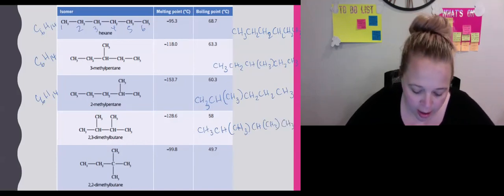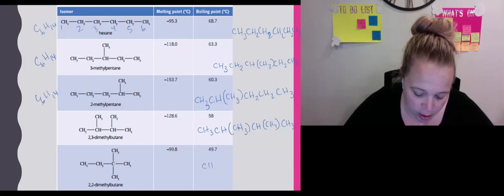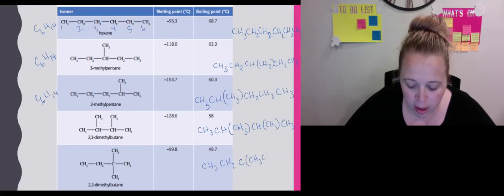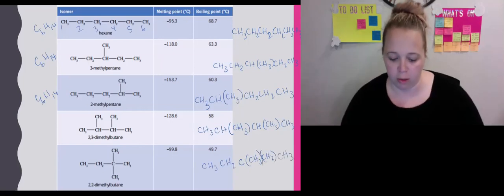Okay. The last one here, we've got CH3. We've got CH2. We've got C, CH3, CH3, because they're both off there. Actually, it should be like that. And then CH3 to show us which one is coming off where.